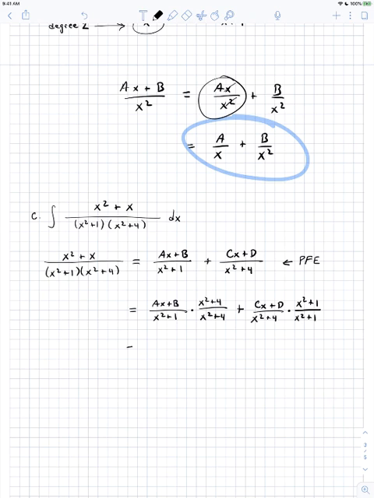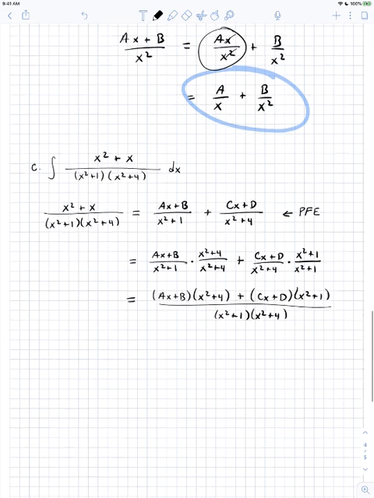Okay, now what do we do? We multiply along the bottom to get the common denominator. You don't need to expand that. We just leave it as it is. But we can now combine these two fractions into one. The first one has ax plus b times x squared plus 4 plus cx plus d times x squared plus 1. And all of this is over the common denominator, x squared plus 1 times x squared plus 4.